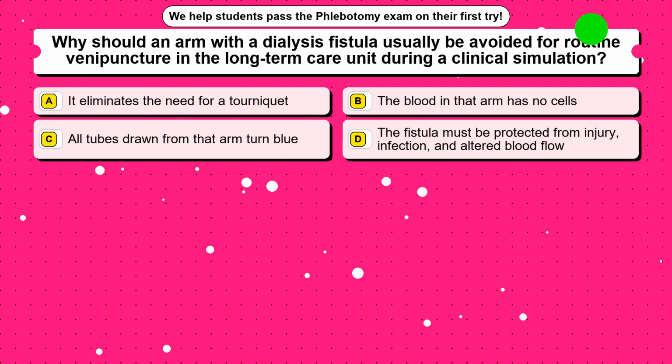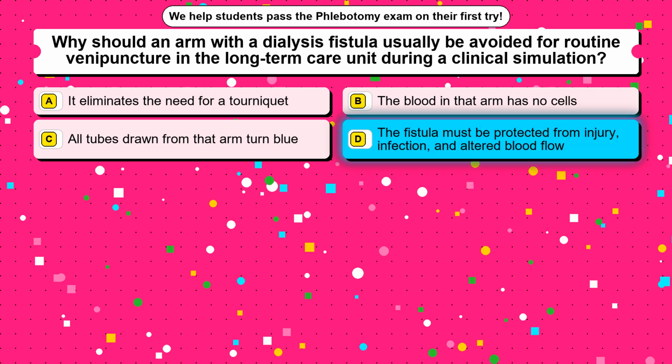Question 35. Why should an arm with a dialysis fistula usually be avoided for routine venipuncture in the long-term care unit during a clinical simulation? Option A. It eliminates the need for a tourniquet. Option B. The blood in that arm has no cells. Option C. All tubes drawn from that arm turn blue. Option D. The fistula must be protected from injury, infection, and altered blood flow.